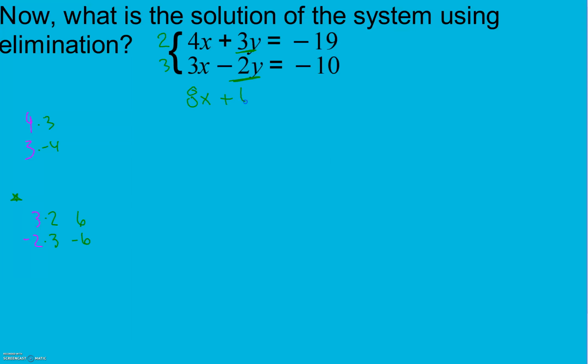8x plus 6y equals negative 38. 9x minus 6y equals negative 30. And again, double check. Did every number change? Yep. Are my signs right? Plus, plus, minus, and plus, minus, minus. Perfect. We can add these up because we have opposites.